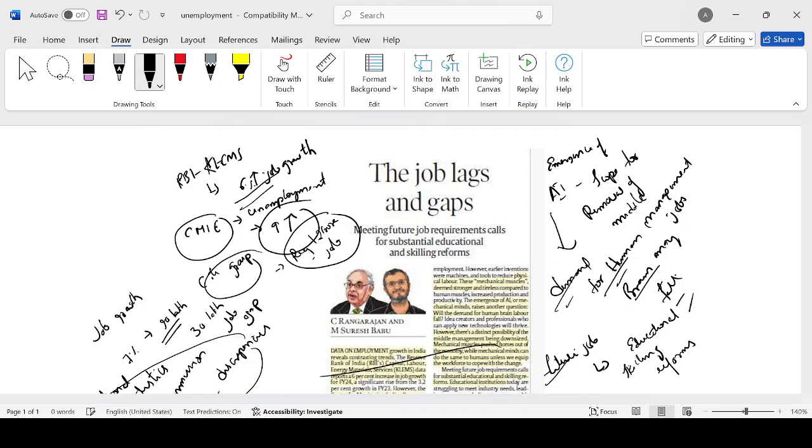Initially, when the industrial revolution came and mechanical things came into the picture, the horses which used to do the mechanical work were kept out. Similarly, if proper skilling does not happen, there is a chance that AI may push human brains out of the market. So what needs to be done?